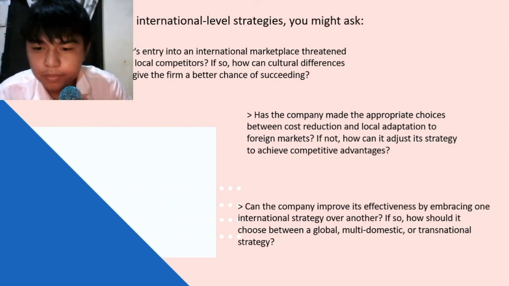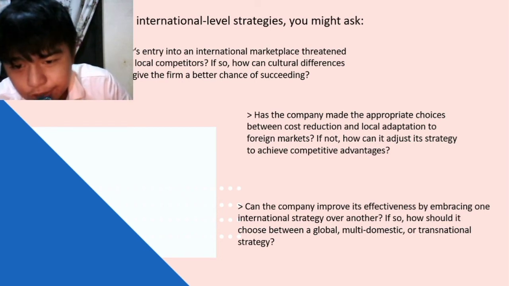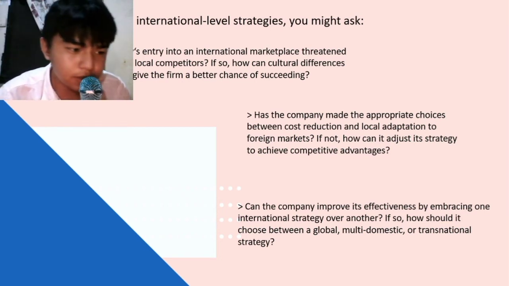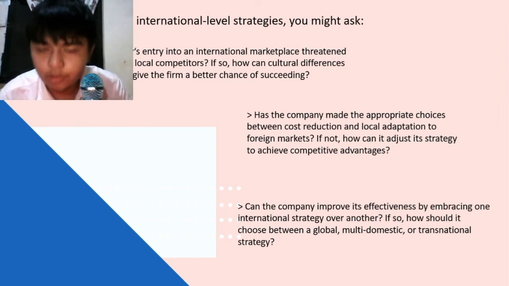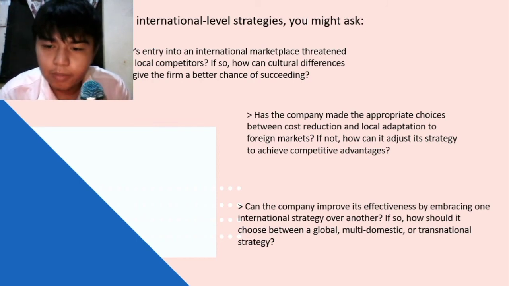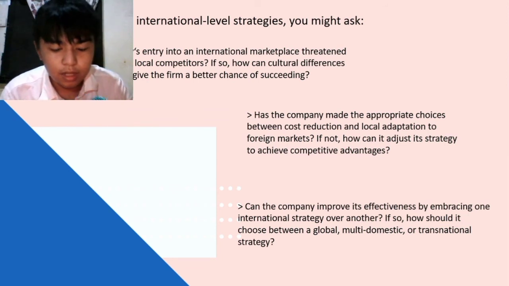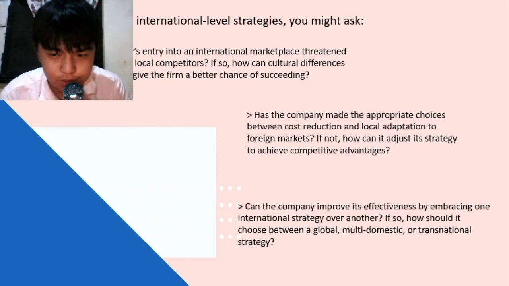Next, can the company improve its effectiveness by embracing one international strategy over the other? There are multiple international strategies like we discussed earlier: global, transnational, multi-domestic. If so, how should it choose between global, multi-domestic, or transnational strategy? What factors are needed to be considered?